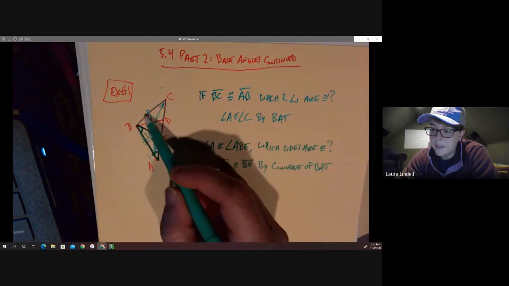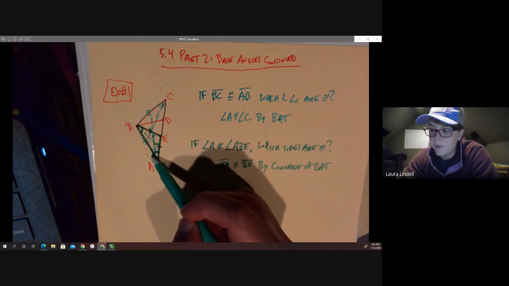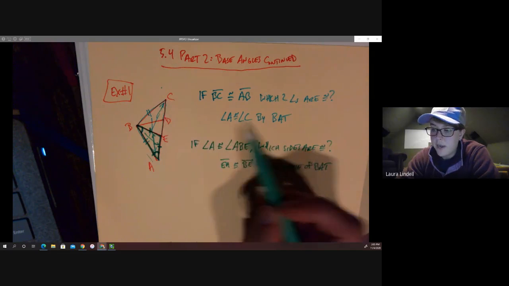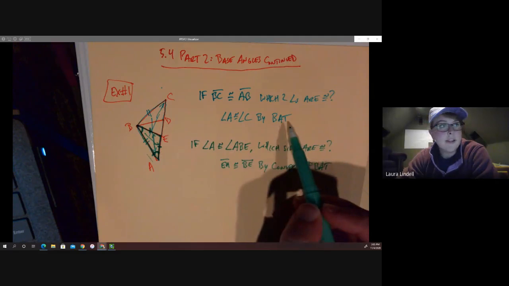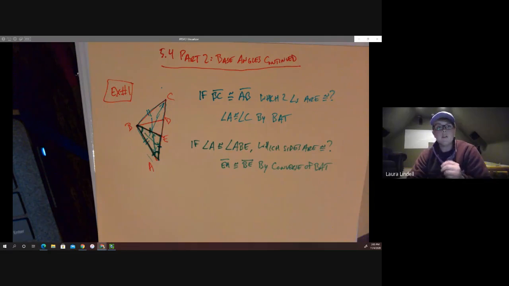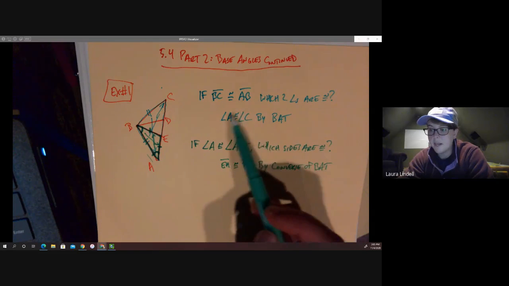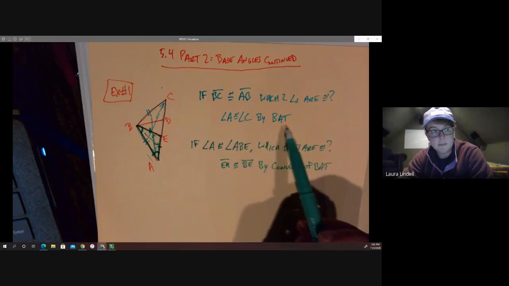So across from BC is angle A. Across from AB is angle C. So angle A and angle C would be congruent, and that's the base angles theorem. The way that you tell if it's base angles versus converse of base angles is it depends on what you start with. If you start with sides and then talk about angles afterwards, like here we started with sides and then we went to angles, that's the base angles theorem.